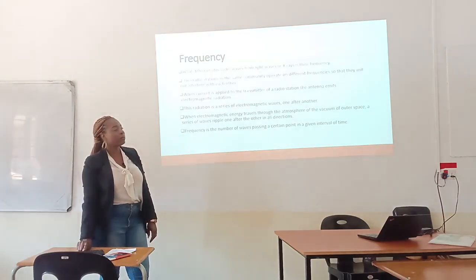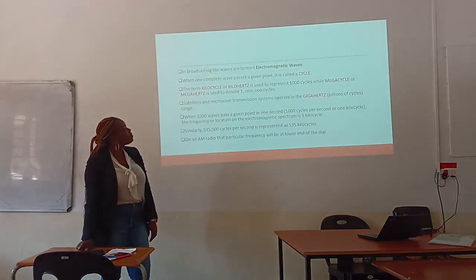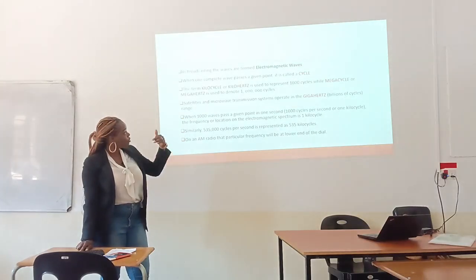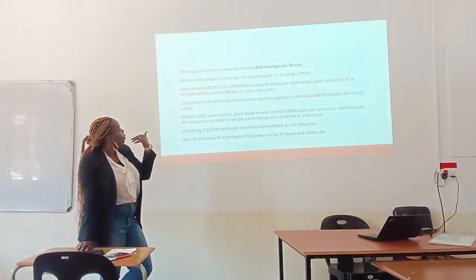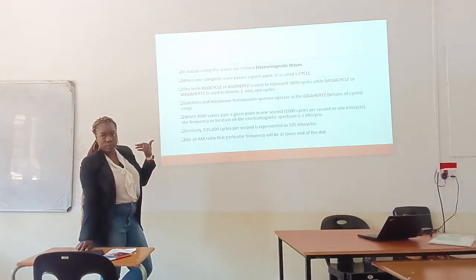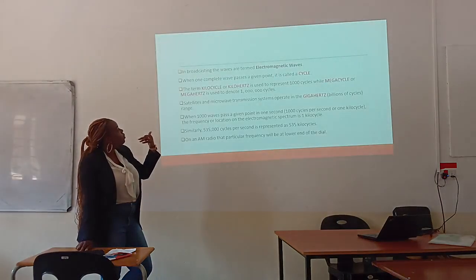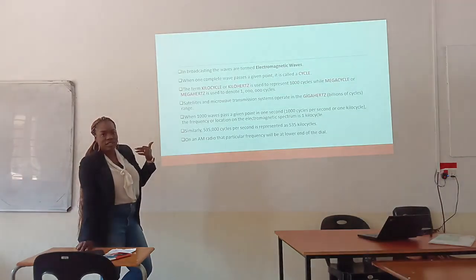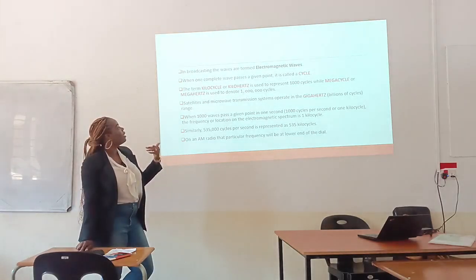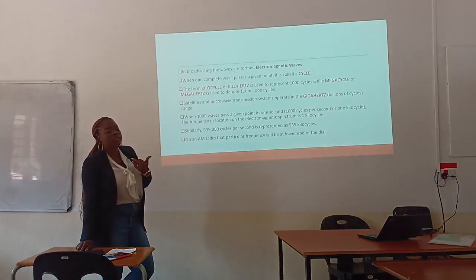So in broadcasting, the waves are termed electromagnetic waves. This is not a new word. When one complete wave passes a given point, it is called a cycle. The term kilocycle or kilohertz is used to represent 1,000 cycles, while megacycle or megahertz is used to denote 1,000,000 cycles.